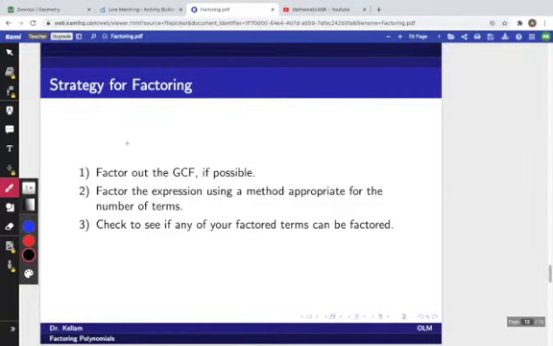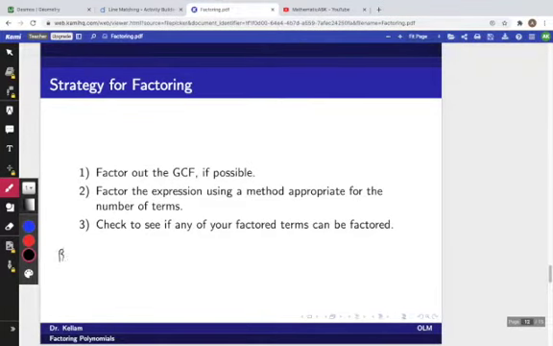So first off, when we are factoring, you're going to follow these three steps. You always need to check to see if there is a greatest common factor. If there is one, factor it out. Then you're going to have to figure out which method to use based on your number of terms.